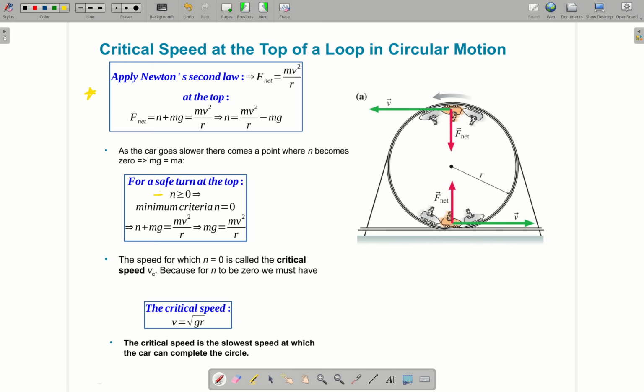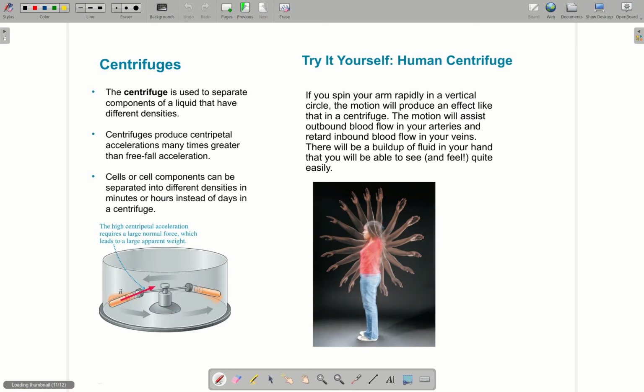For a safe turn, N should be larger or equal to 0. If it's 0, we have critical speed, and we can solve for that. Then we will always find this value. So keep this as an example of how to find the critical speed for this case here.